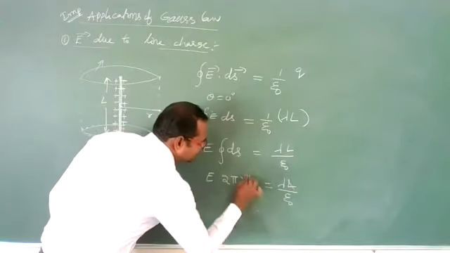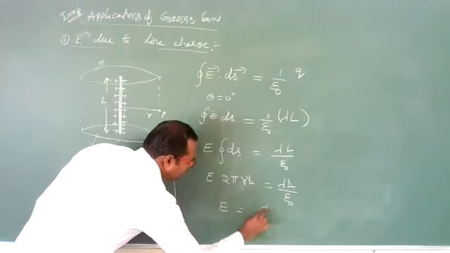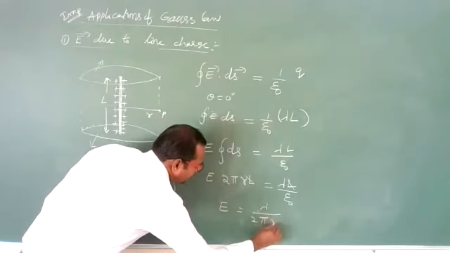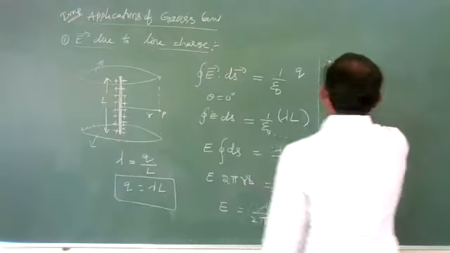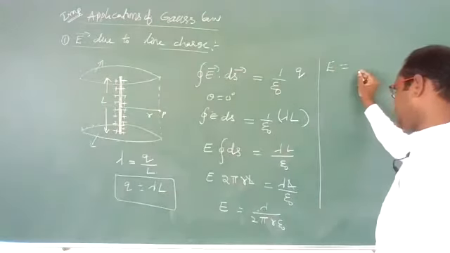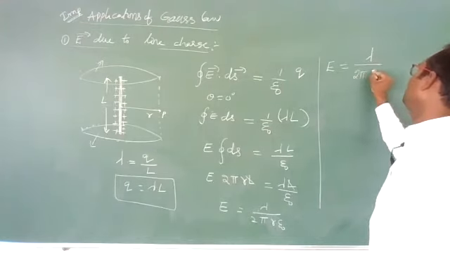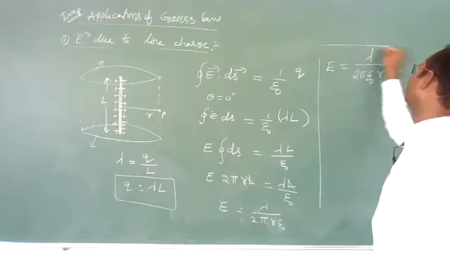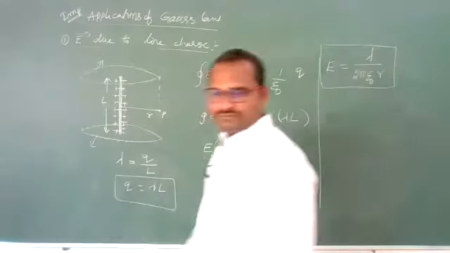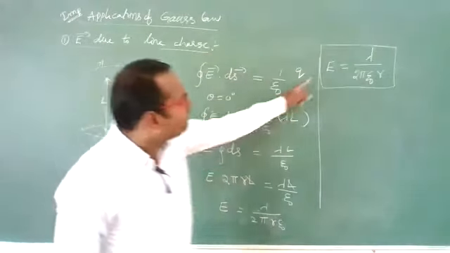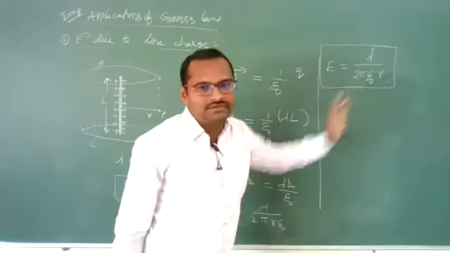Now this L cancels. You will get electric field E is equal to lambda divided by 2 pi r into epsilon naught. So perfectly, if you write the expression, it can be written like this: lambda by 2 pi epsilon naught into r. Yes, this is the value. And this electric field magnitude is this much: lambda by 2 pi epsilon naught r.